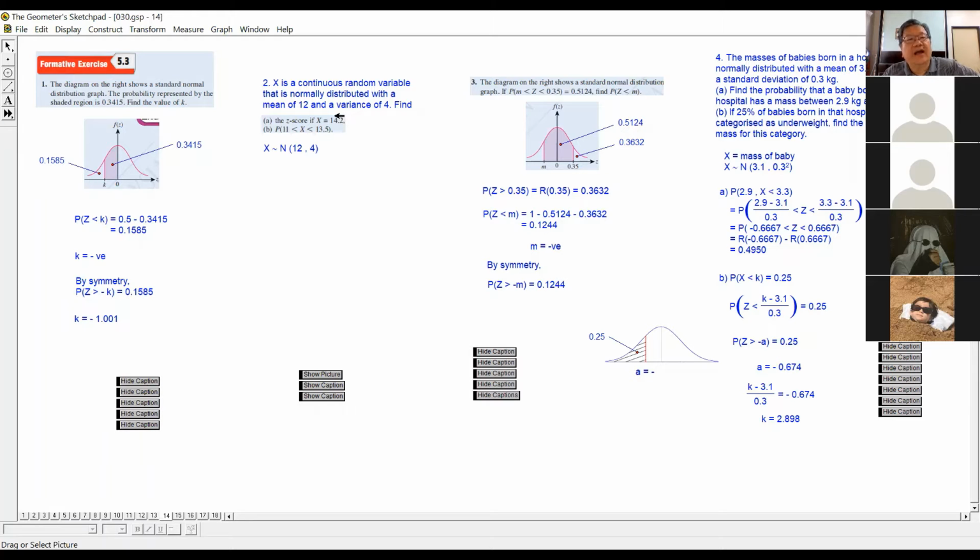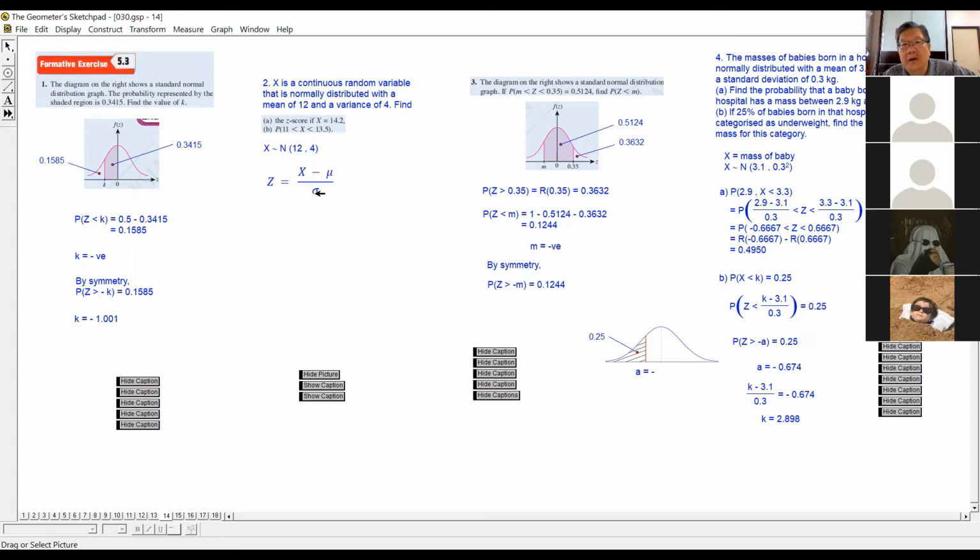I know the x-score. This one is not difficult. You just use the conversion formula. What is the conversion formula? This is the conversion formula: z equals x minus mu divided by sigma. So I'm going to substitute in the x, substitute here, 14.2. Here, 12. Here, are you going to substitute 4 inside?